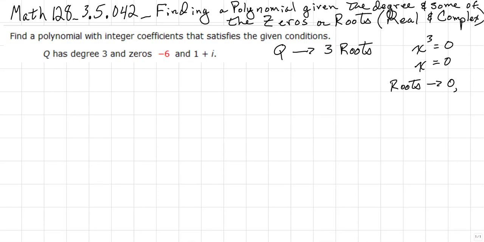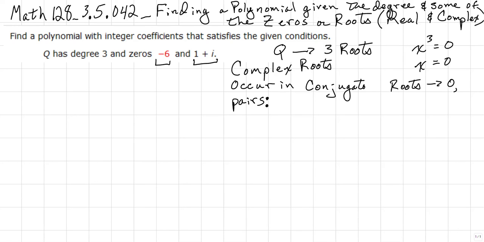Now, in this particular example, we're already given a zero of -6 and a zero of 1 plus i. The -6 is a real root. The 1 plus i is a complex root. One of the things to remember about complex roots is that they always occur in conjugate pairs.